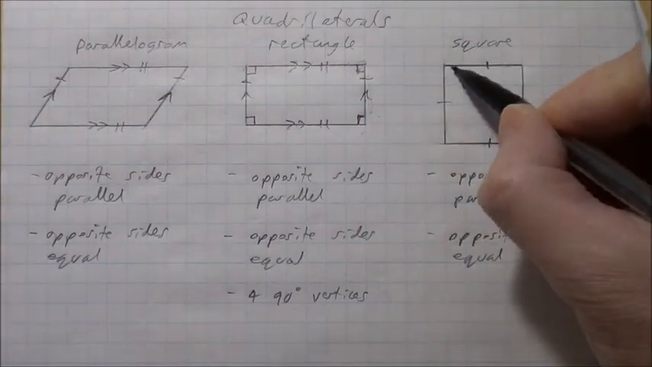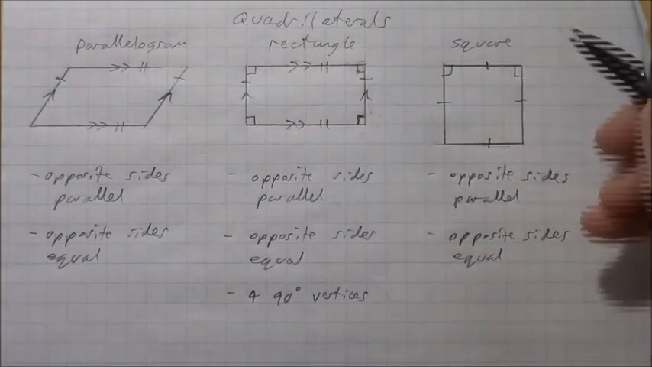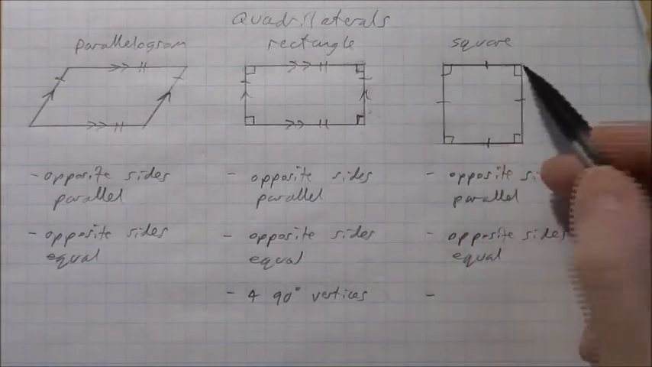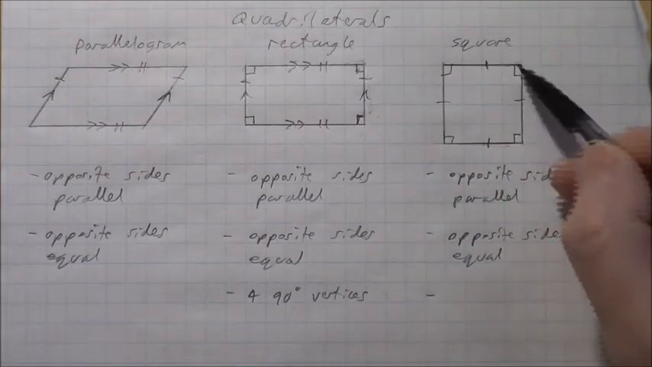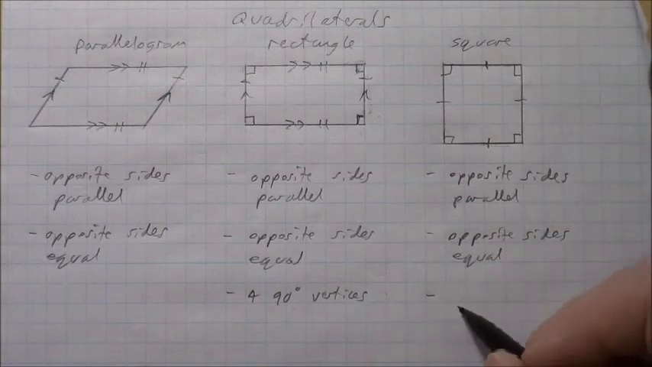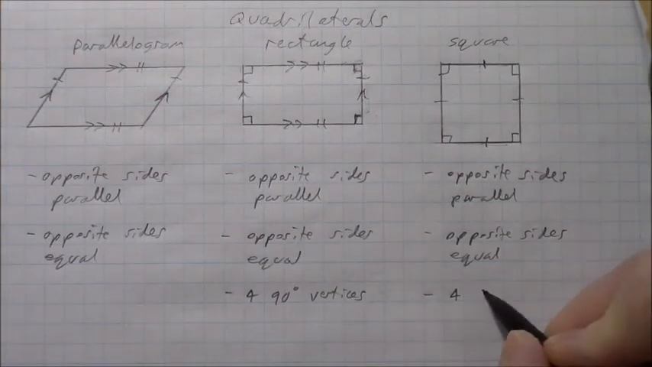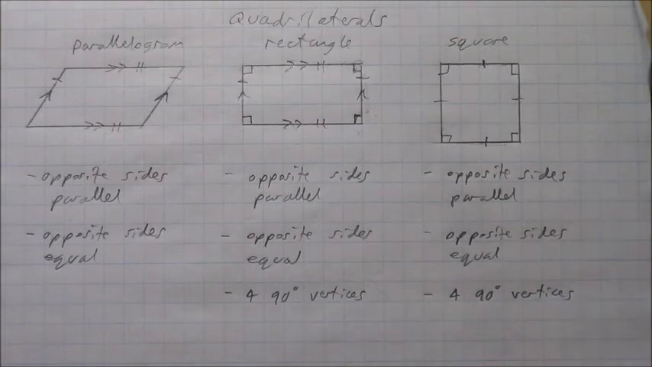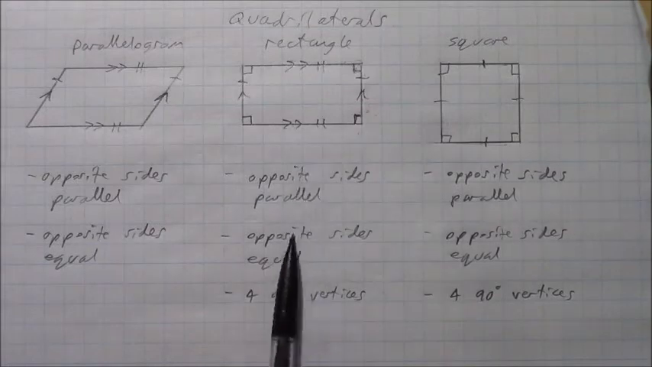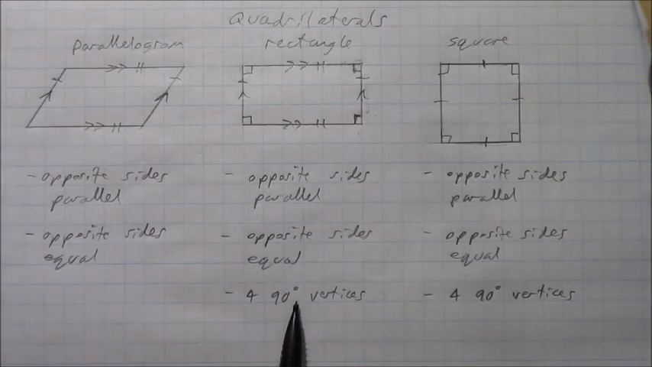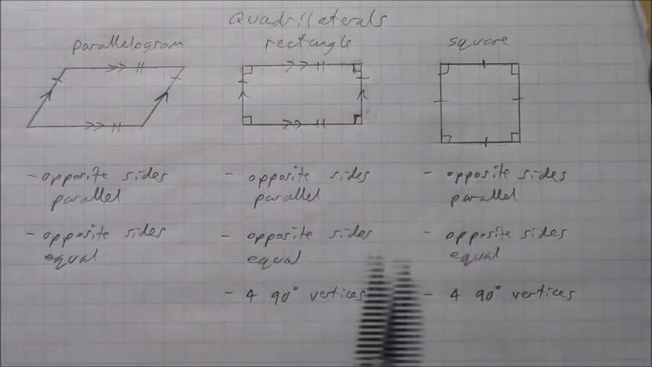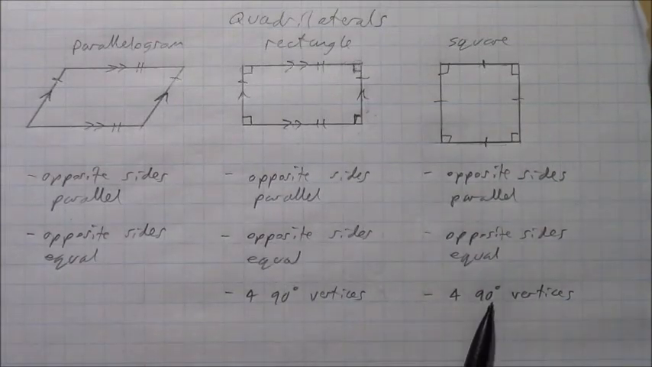And we also do notice that adjacent sides meet at right angles. Adjacent sides are parallel or perpendicular to each other. So it has 4 90-degree vertices. So notice that these 3 properties of a square are the same as the 3 properties of a rectangle, which means that a square actually is a rectangle by virtue of these properties being equal to each other.